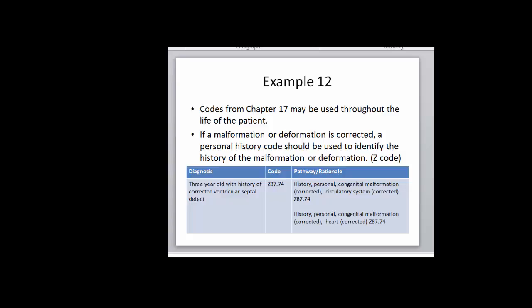As I mentioned earlier, a code from Chapter 17 can be used throughout the life of the patient, and if something has been corrected, we do want to have a history code. And the example that I've taken here from your code book is a 3-year-old with a history of corrected ventricular septal defect. And you find in the history codes there's a congenital malformation of the circulatory system, and I'm showing you, you could also have looked up a corrected heart problem. Either way, you get the same code, and you only use that code once. That's a general coding guideline.